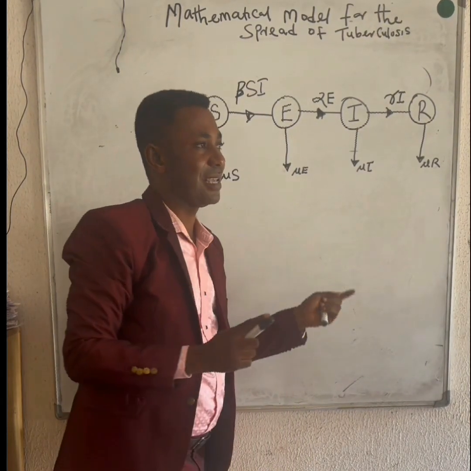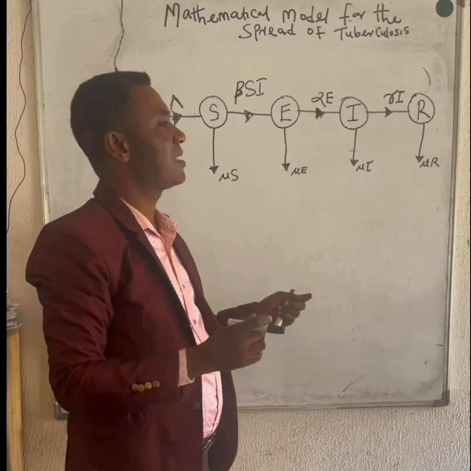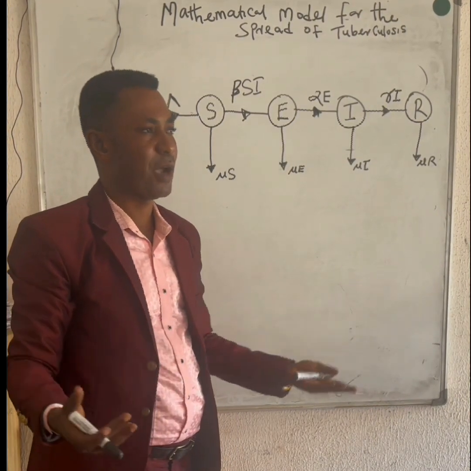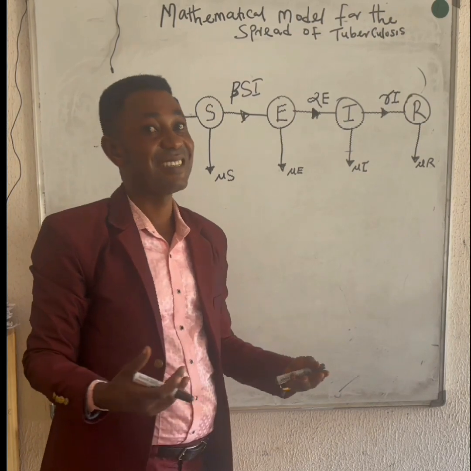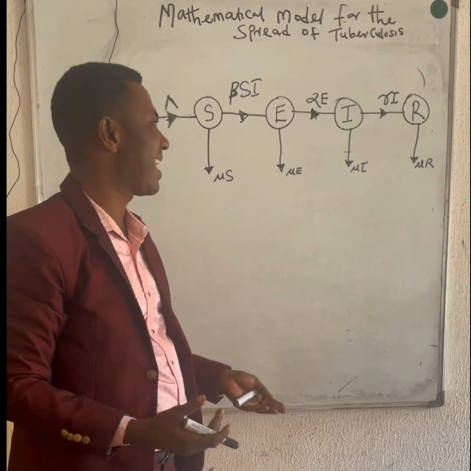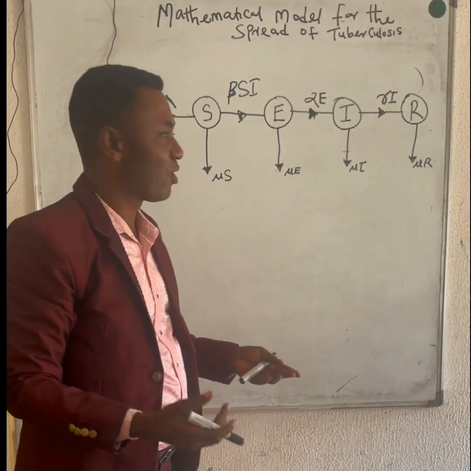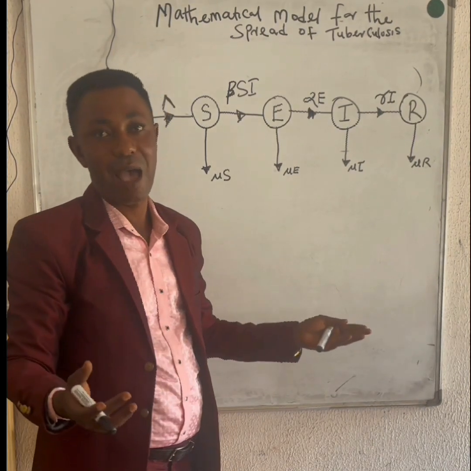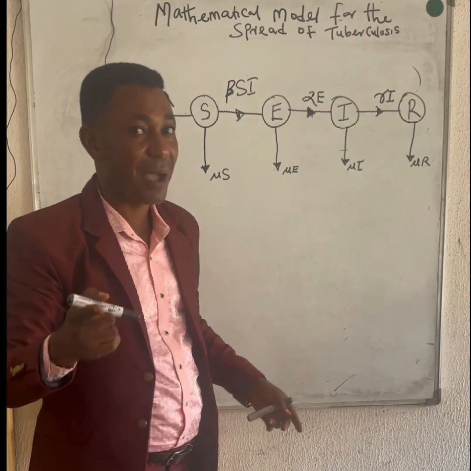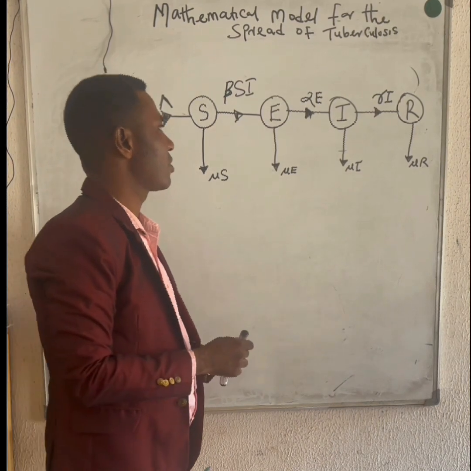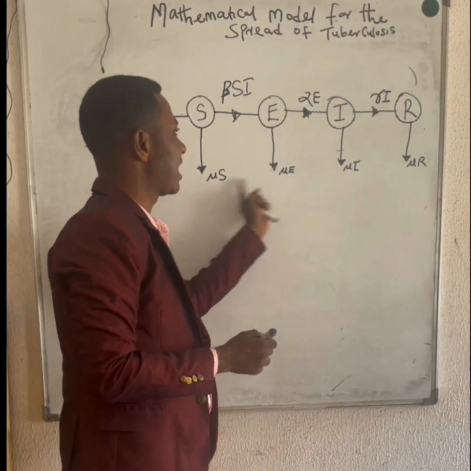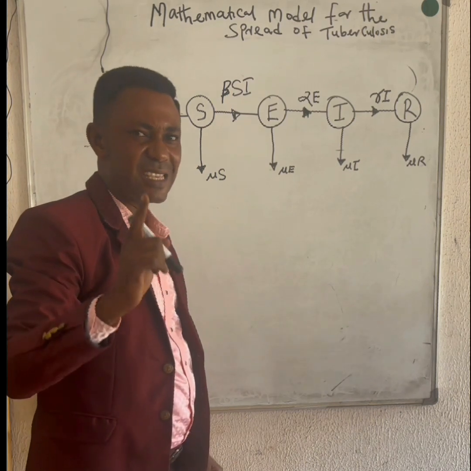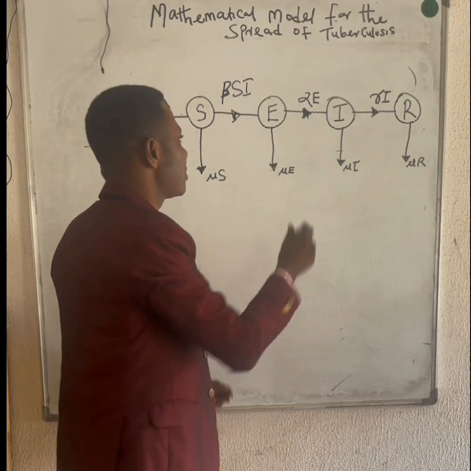But look at it now. What is natural death? Even if you are not infected with tuberculosis, you can have an accident and die, God forbid. So we call it natural death in this case. It is not a natural death from God, but in this case it is natural death because it is not tuberculosis that kills such a person. But when tuberculosis kills someone, we call it disease-induced death. And as such, that one will come here.